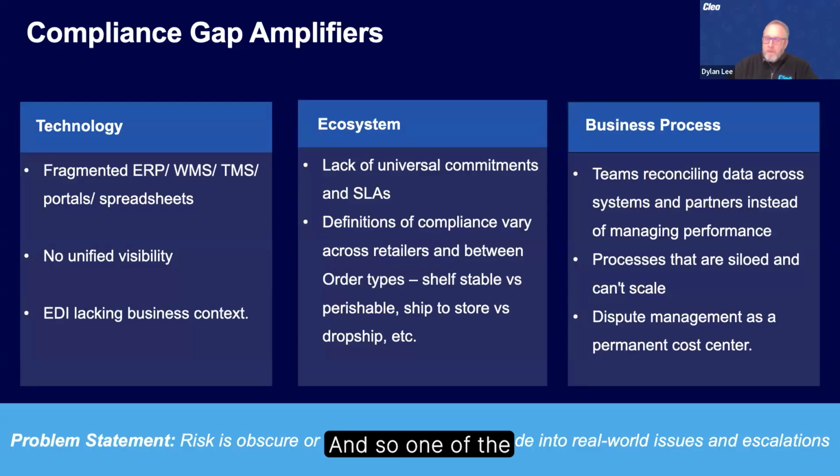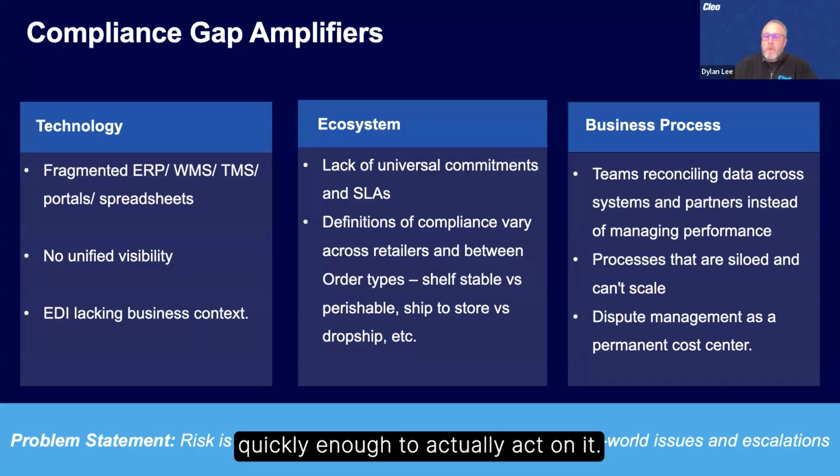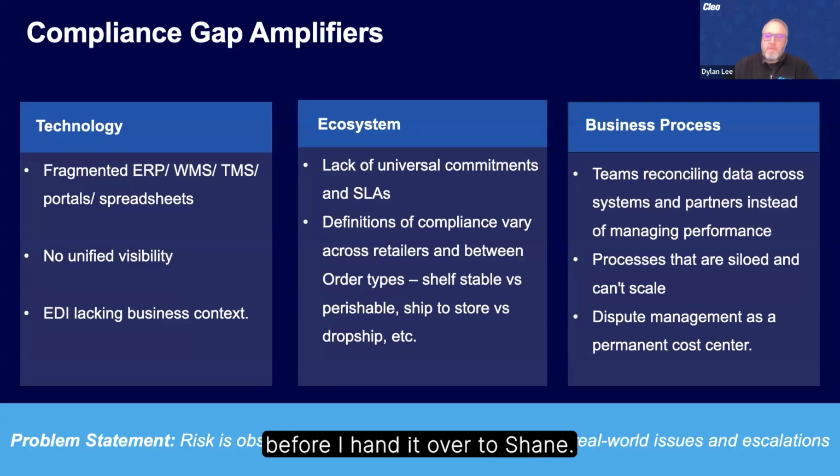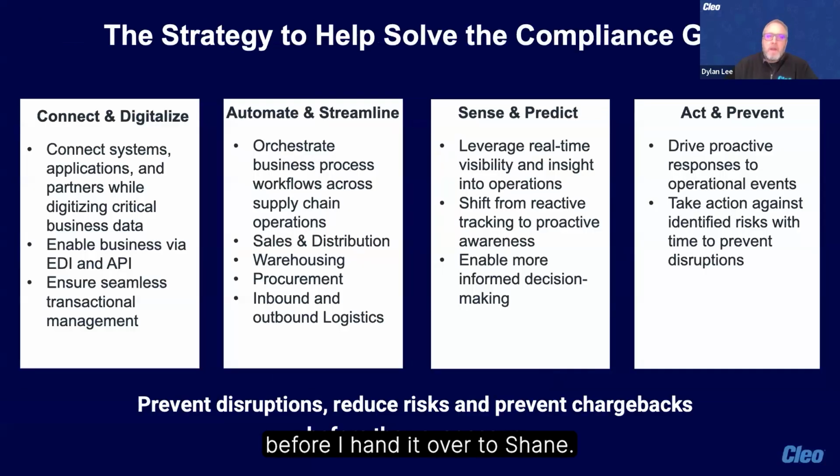And so one of the key things to think about is how are you identifying risk quickly enough to actually act on it? And that takes us to my final slide before I hand it over to Shane. All right, so what's the strategic approach to help solve these compliance gaps, to prevent disruptions, reduce risks, avoid chargebacks, and stop them before they can even occur, right? Well, there's kind of a four level way of thinking about it.